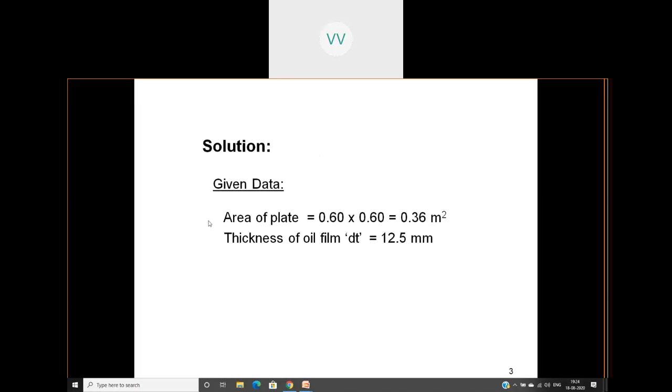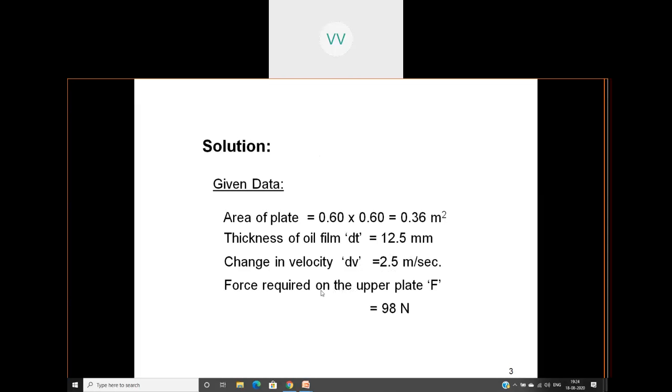Then the thickness of the oil dt is 12.5 mm. Then the change in the velocity dv is going to be 2.5 meter per second as given in the problem. Then the force required on the upper plate, capital F, is 98 newtons.